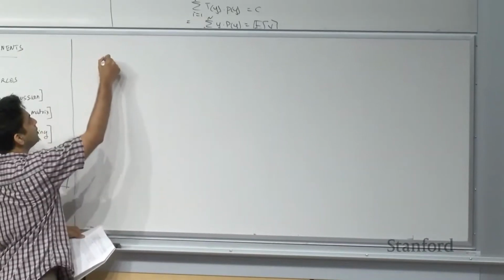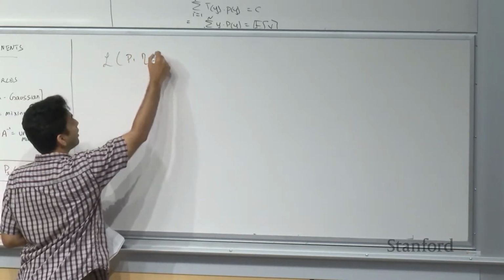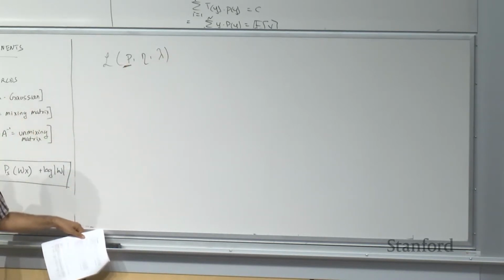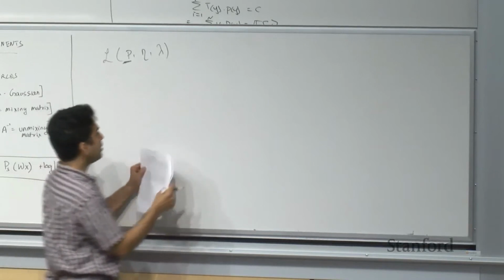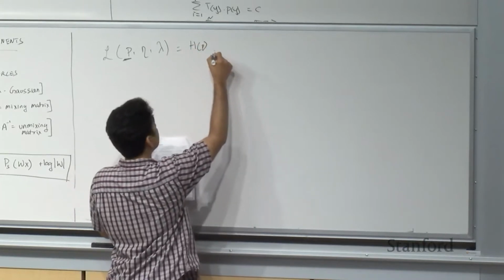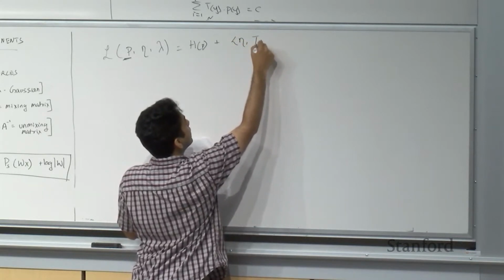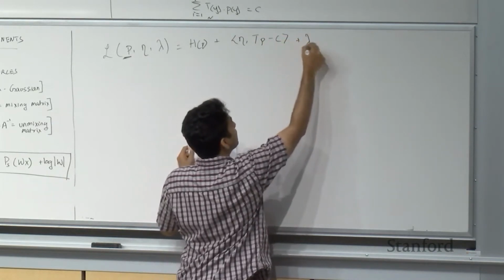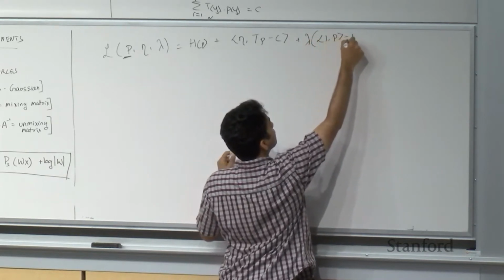So the Lagrangian L of P, eta and lambda. P is the variable for the probability distribution itself, and eta and lambda are Lagrange multipliers. The Lagrangian will be H of P plus the inner product of eta comma TP minus c, plus lambda times the inner product of 1 and P minus 1.